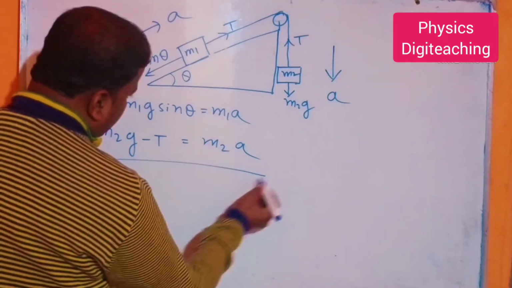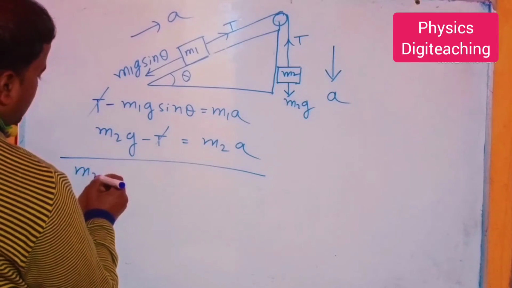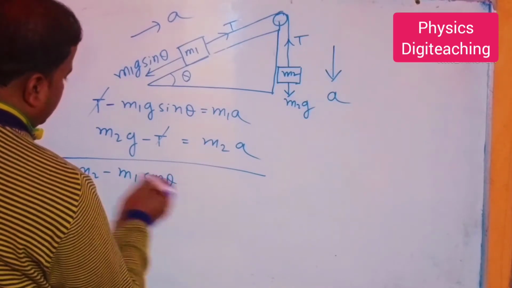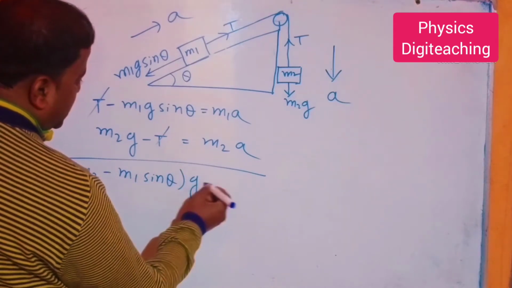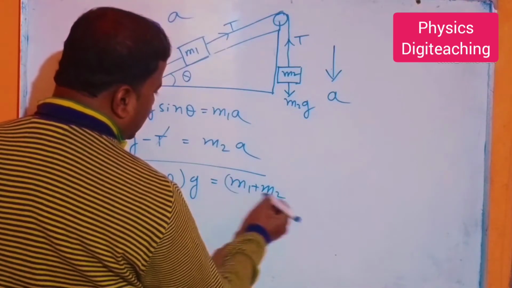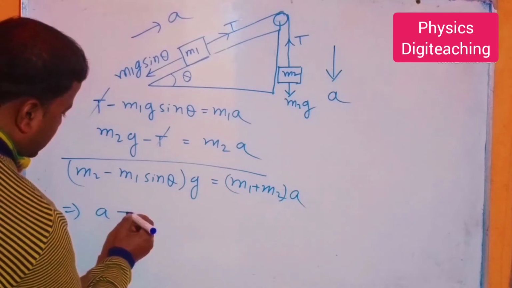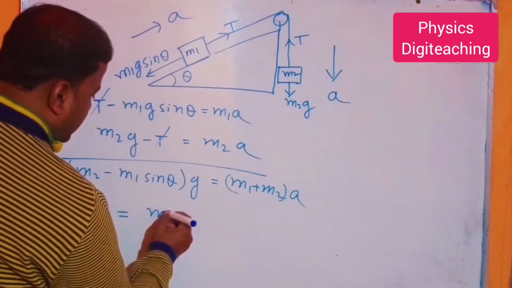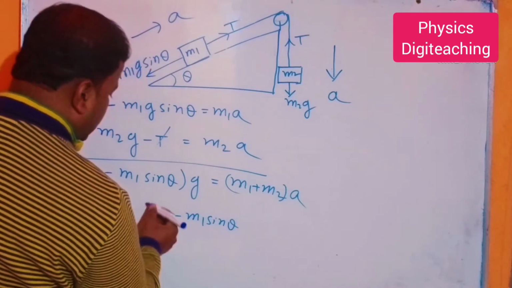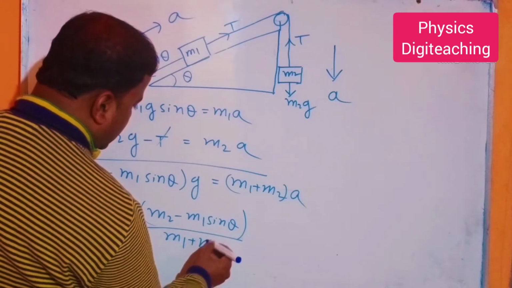Okay, now we solve this. (m2 minus m1 sin theta) into g equals (m1 plus m2) into a, and this gives the acceleration a equal to (m2 minus m1 sin theta) by (m1 plus m2).